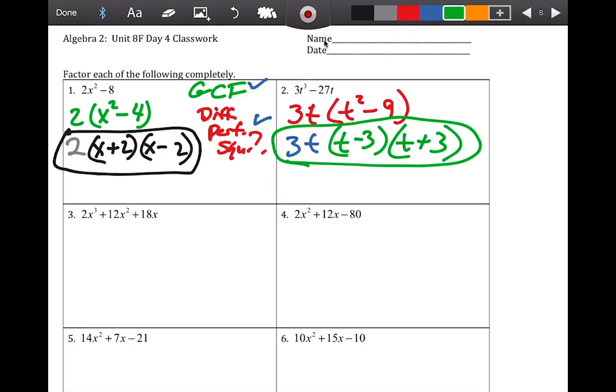Okay, number 3. Here we go. Right off the bat, what do we see we want to be taking care of?